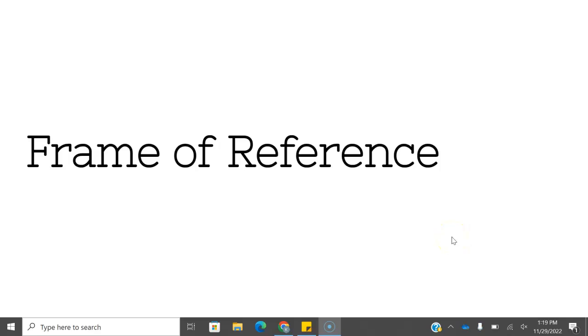Hey guys, welcome back. Today we are starting a new unit that is all about motion. So today our first intro into motion is something called a frame of reference. So without further ado, let's go ahead and jump into today's lesson.